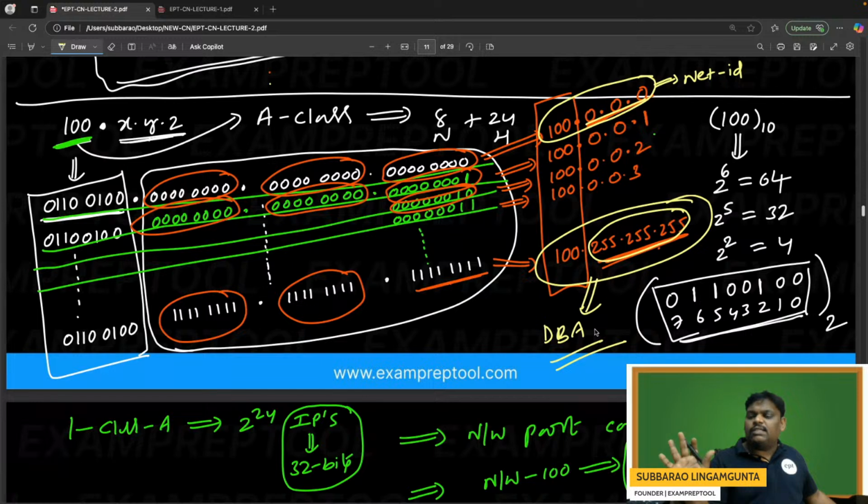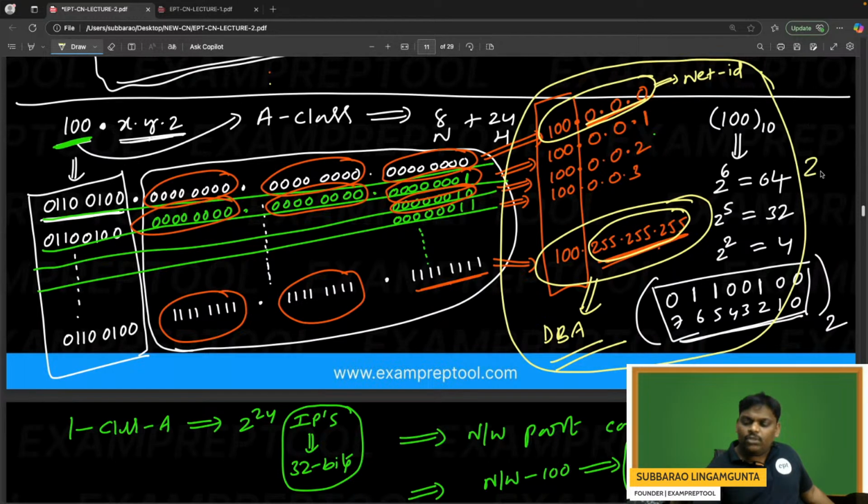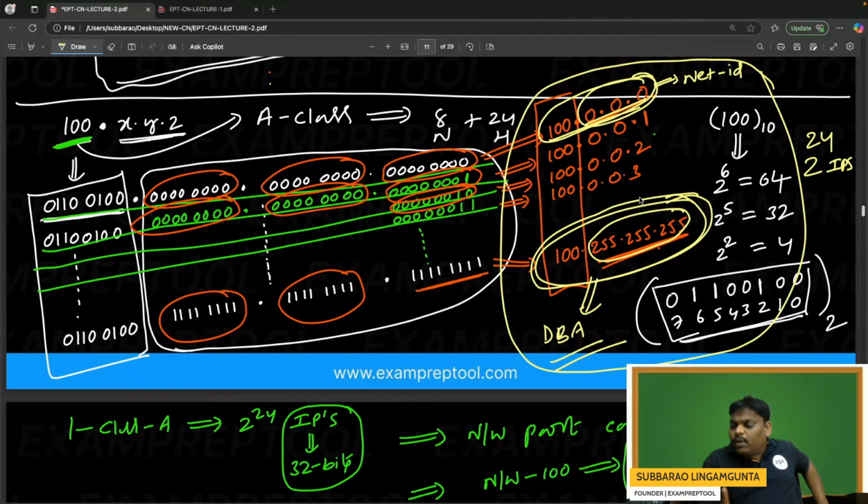You will get more clarity in the next example. Remember, 2 power 24 IPs are possible in total. You need not bother about that much. Out of those 2 power 24 IPs, one IP has the host part all zeros, the net ID, and one IP has the host part all ones, the DBA. One class A network contains 2 power 24 IPs. DBA means direct broadcast address.